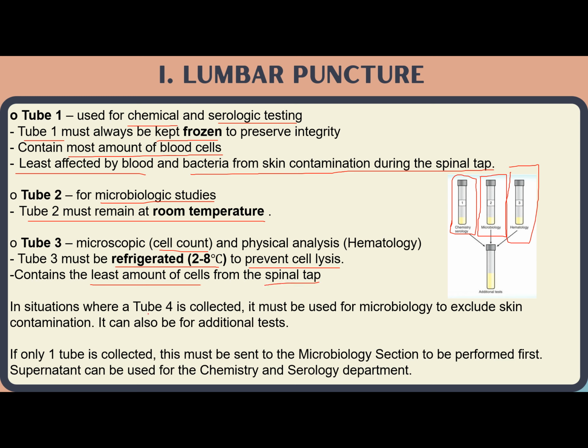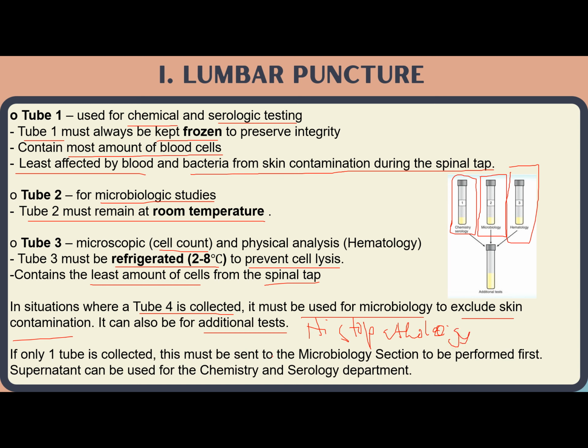In situations, class, wherein a tube 4 is collected, it must be used for microbiology to exclude skin contamination. It can also be used for additional tests. So tube 4, class, is done if there is an additional test. Let's say there's a request for histopathology or other different tests. So you could use tube number 4.